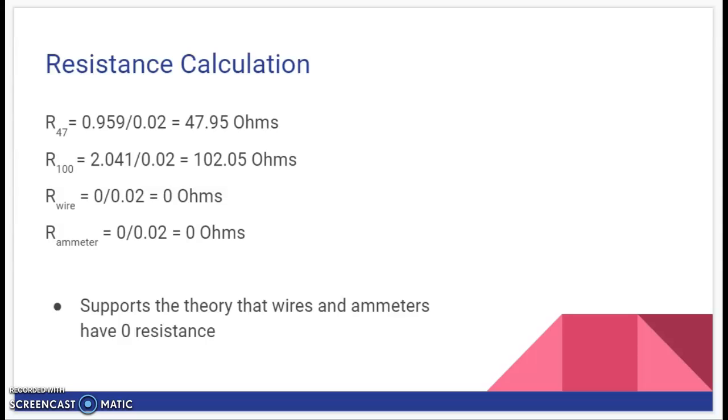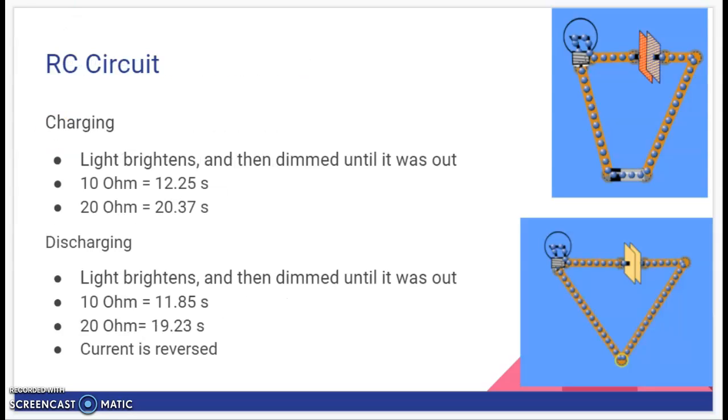Through this, we also did some calculations. As you can see, the resistance at 47 ohms was 47, and the 100 ohms was 102, so it was around the same. The wire was 0, and the ammeter 0. So basically, this calculation supports the fact that wires and ammeters have 0 resistance.